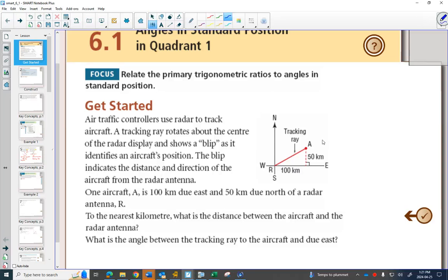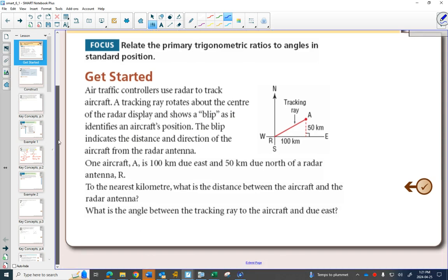So we've got air traffic controllers using radar to track aircraft. They've got a diagram here that shows a blip as it identifies an aircraft's indication. Aircraft A is 100 kilometers due east and 50 kilometers due north of a radar antenna. First, what is the distance from the radar antenna to the aircraft?